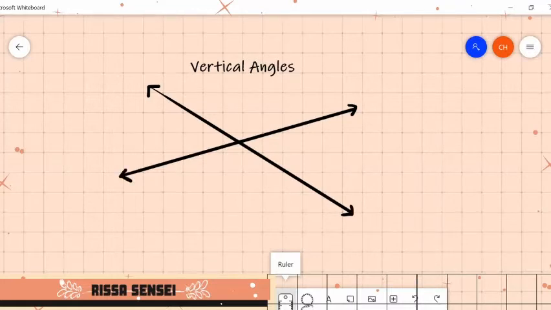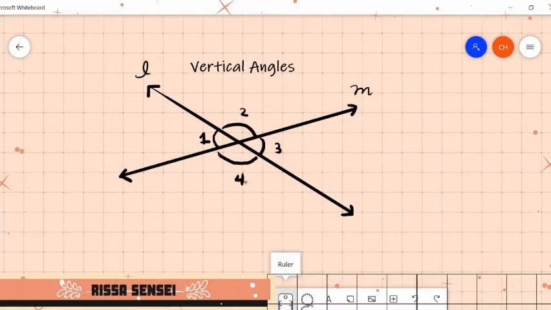Ayan. Di ba kapag na-intersect yung dalawang linya, let's say this is line L and this is line M. If line L intersects with line M, or line L and M are intersecting lines, makaka-create tayo ng how many angles? There are 4 angles. Okay? So, ito, pangalanan natin. This is angle 1. This is angle 2. This is angle 3. And this is angle 4.